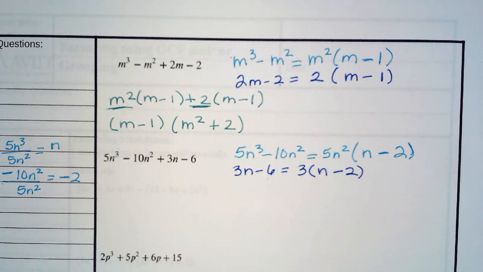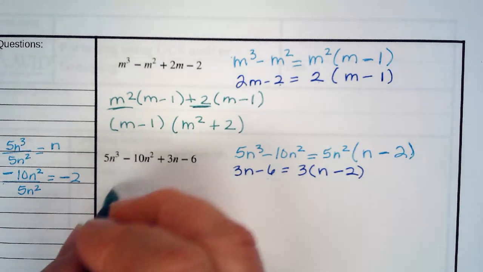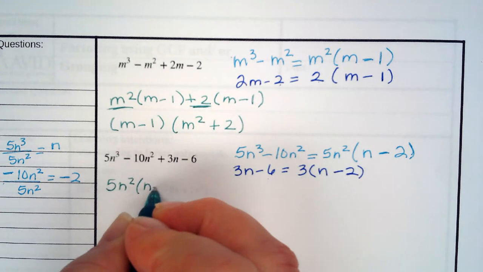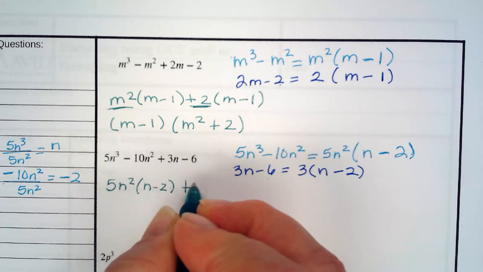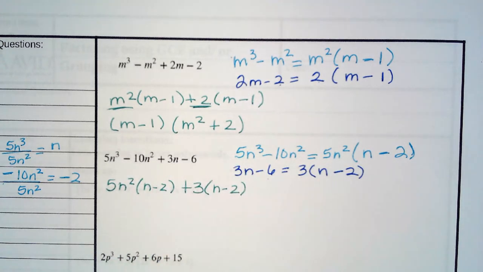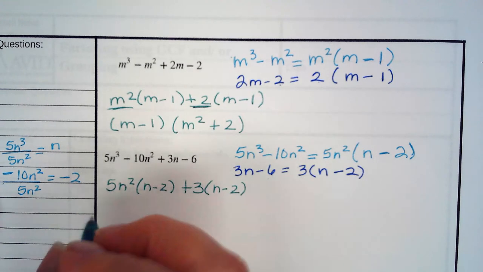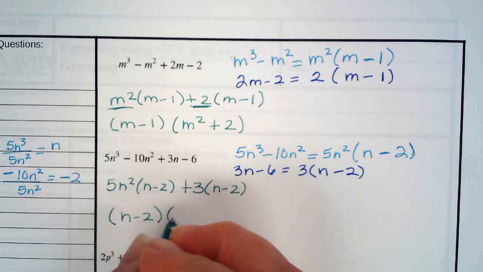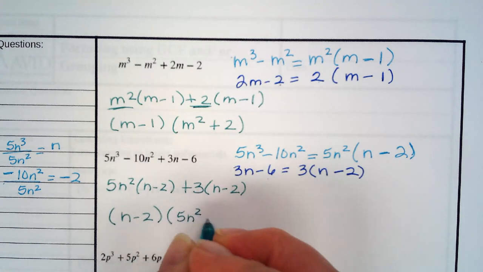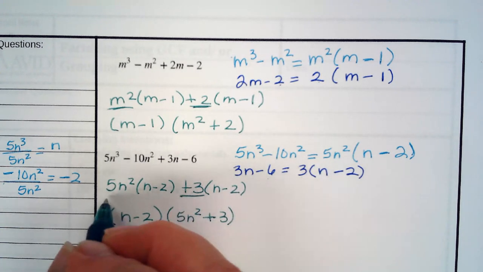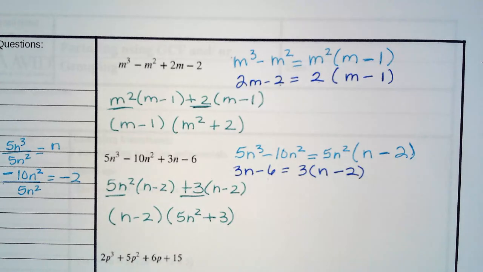When we write it all out, 5n squared times the quantity of n minus 2 plus 3 times the quantity of n minus 2. Are our parentheses the same? Yes. We factored it correctly. We've got n minus 2 times the quantity of 5n squared plus 3. And we are done.